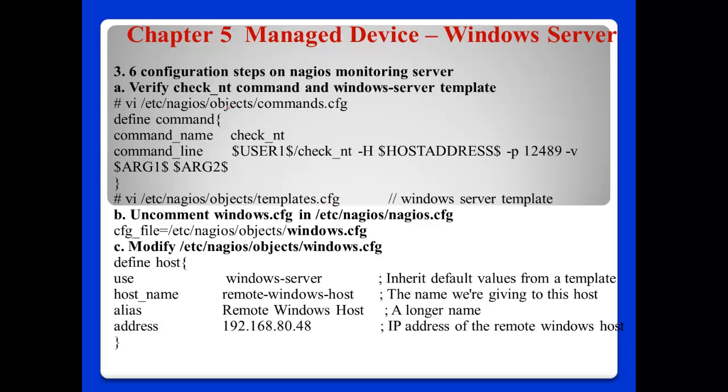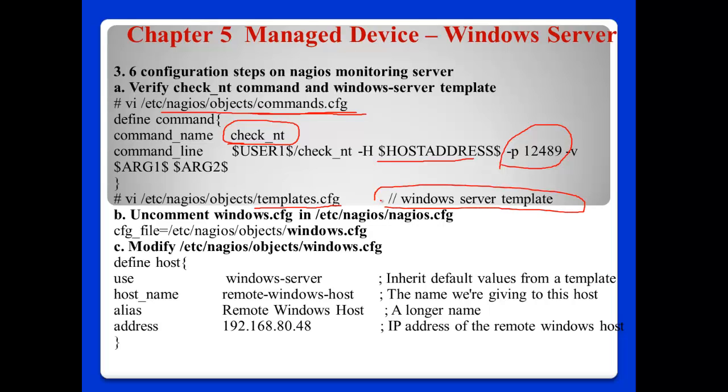After that, now we are ready. We need to get the Nagios server ready. First, please check the commands here, in etc nagios objects commands. Please check this one: check_nt, the -H host address and the port number here. After that, templates. Please open the object templates. Here we can check the Windows server template. Nagios supplies the default Windows template in this file.